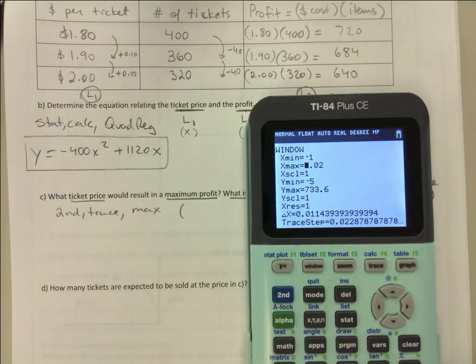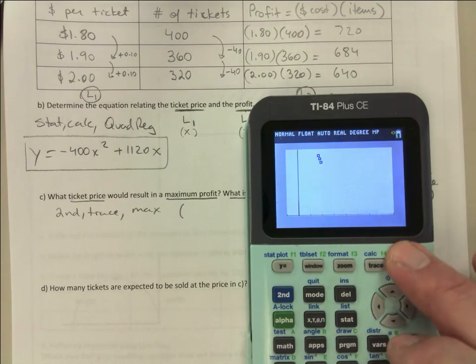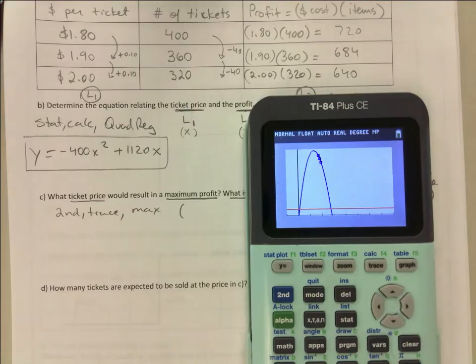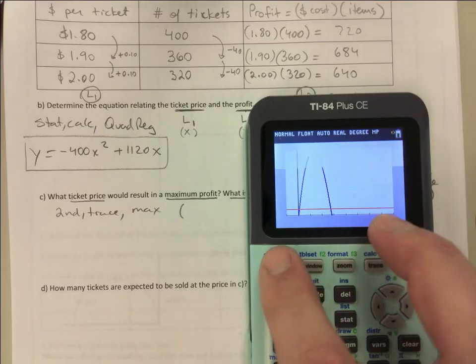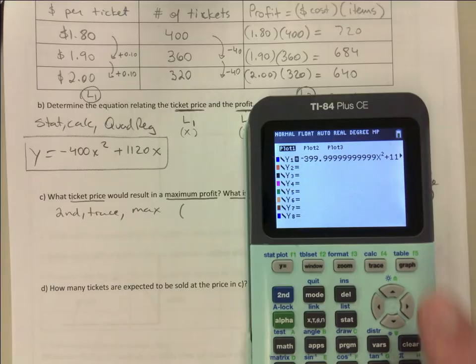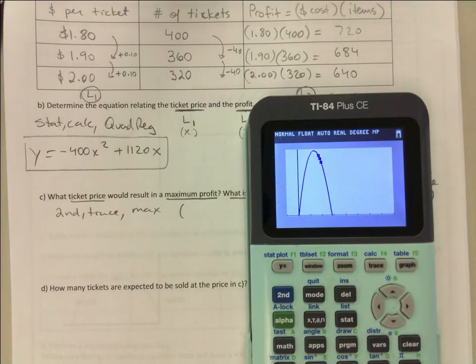X max, I'm going to go, what would you suggest, 8? I'm going to try 8. And my Y max, I'm going to try 800. Hit graph. That's a pretty good graph. I don't know why the red line is there. Ignore it. There we go. That is what I'm supposed to see.